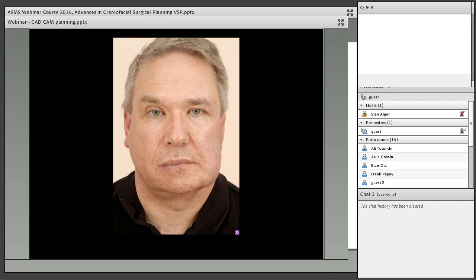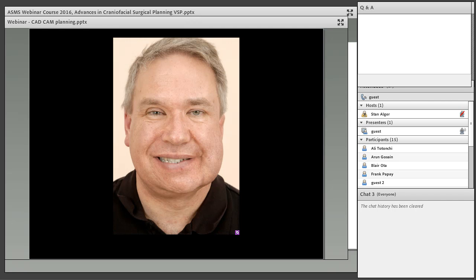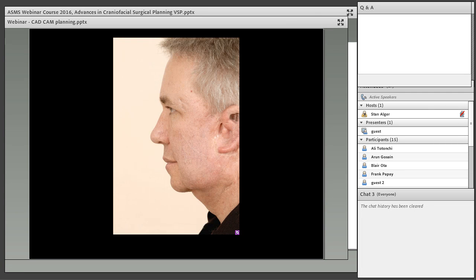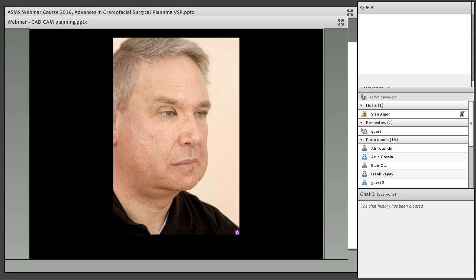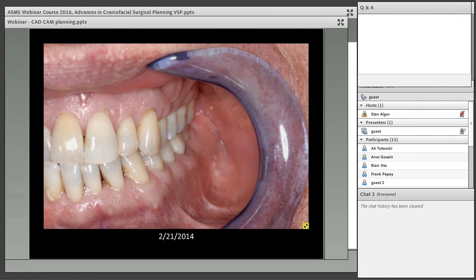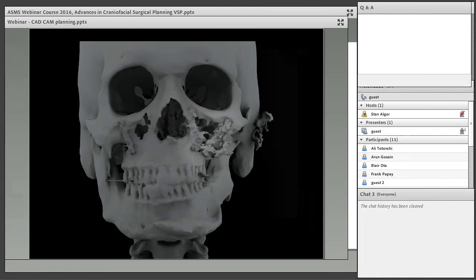So at that point, this is a smile view, and profile pictures. And his occlusion actually is class 1 occlusion. So his bite has been maintained over the 20, 30 year span.